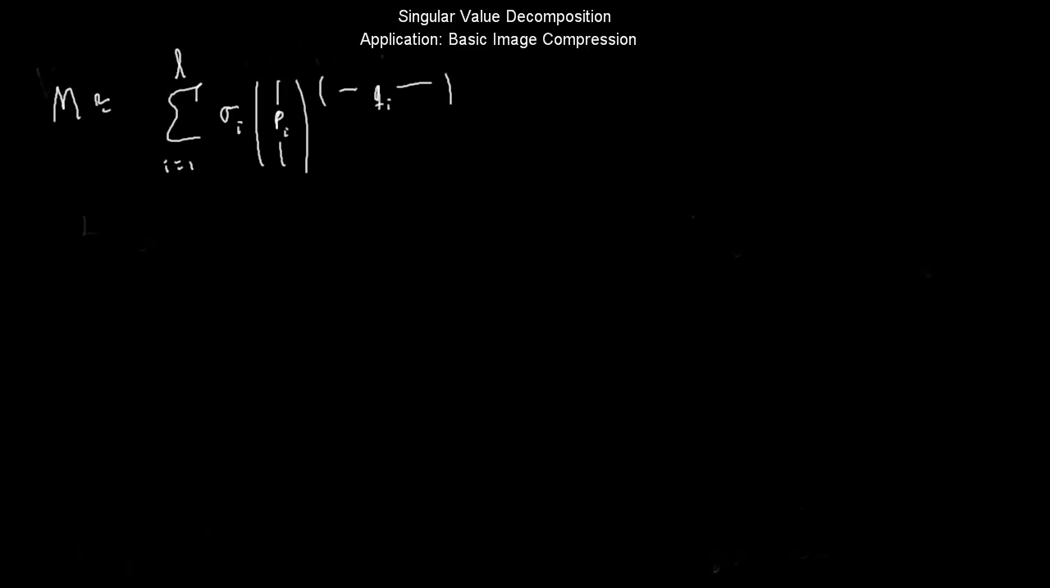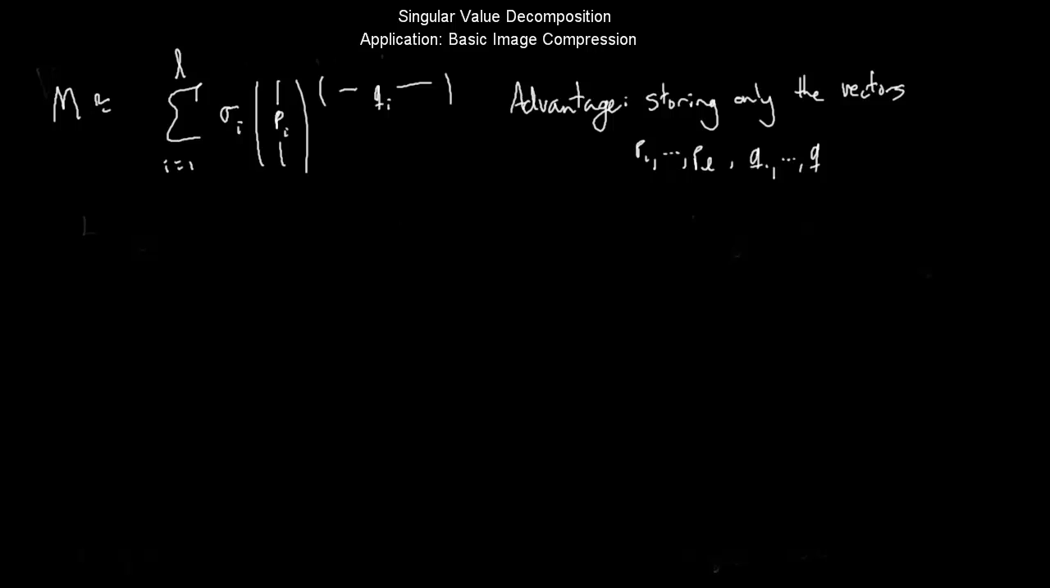So what's the advantage of this? Well, if you write your matrix as an approximation, a summation like this, then you're really not storing all of the data that's in M. Instead, you're doing some pre-computation, and then you're storing these vectors P1 through PL, and the vectors Q1 through QL, and I suppose the numbers sigma 1 through sigma L, which is a lot less numbers than all of the entries of M.